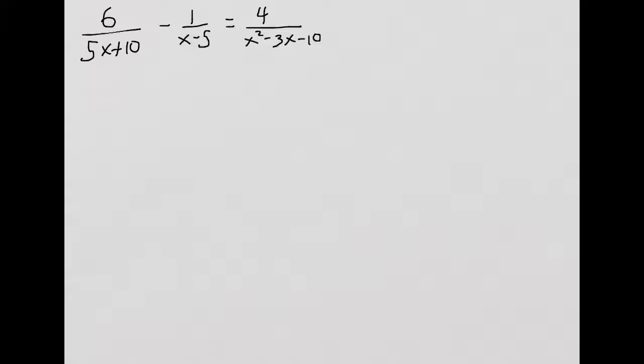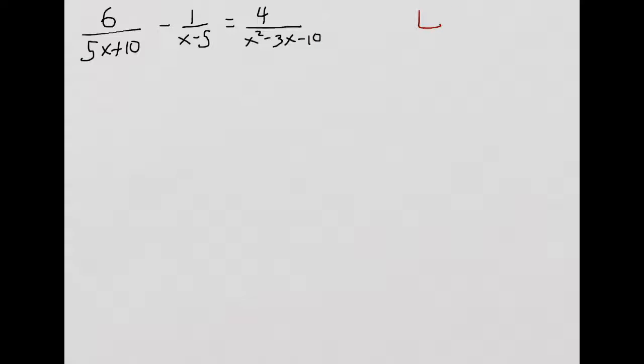Here we want to solve this rational equation. We have 6 over 5x plus 10 minus 1 over x minus 5 equals 4 over x squared minus 3x minus 10. For this rational equation, the issue is the denominators, right? We don't like fractions, so how are we going to deal with the denominators here? We're going to use something called the LCD method.